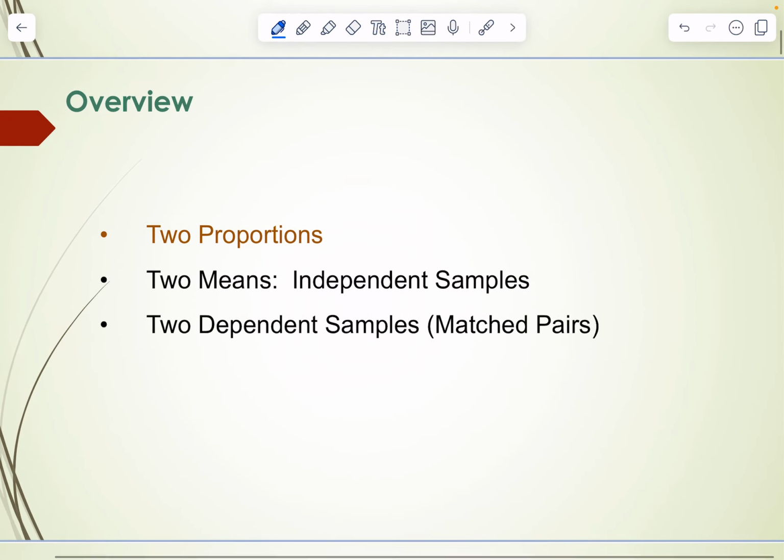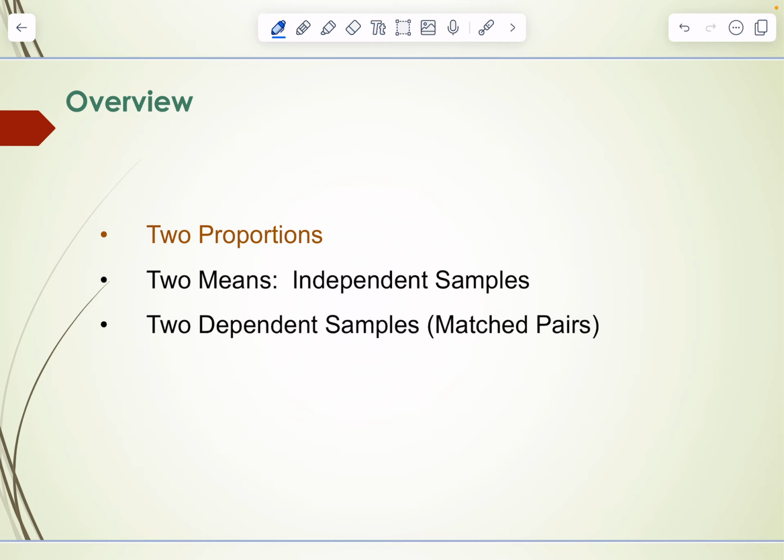We're going to cover basically three main hypothesis tests. When you have two proportions, you have two samples and each one has a proportion, and you want to say something about the two populations from which the samples came. And then you've got two means, and you have two independent samples, one from each population, and you want to say something about how the two population means may differ.